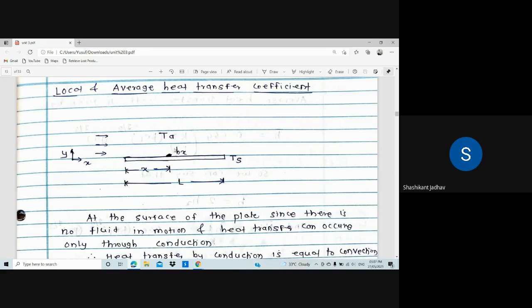We have to consider one flat plate, and over that flat plate fluid is in motion having temperature Ta, and the flat plate having surface temperature Ts. The length of the plate is capital L, and at distance x from one end, the heat transfer coefficient is Hx. We have to draw this diagram. A simple diagram: plate is there, and fluid is moving over that plate. Temperature of the fluid is Ta, temperature of the plate is Ts, and total length of the plate is capital L.